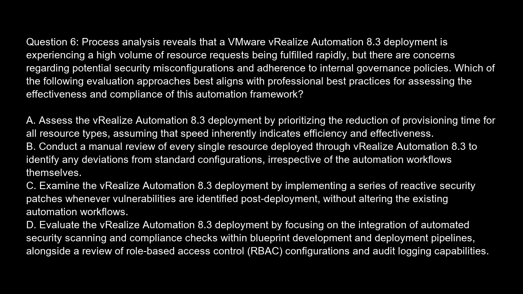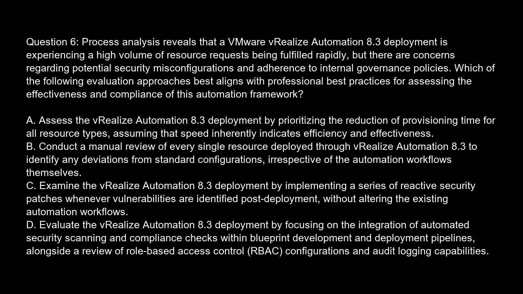automation framework? Option A. Assess the vRealize Automation 8.3 deployment by prioritizing the reduction of provisioning time for all resource types, assuming that speed inherently indicates efficiency and effectiveness. Option B. Conduct a manual review of every single resource deployed through vRealize Automation 8.3 to identify any deviations from standard configurations, irrespective of the automation workflows themselves.